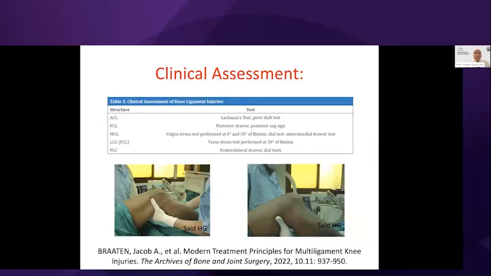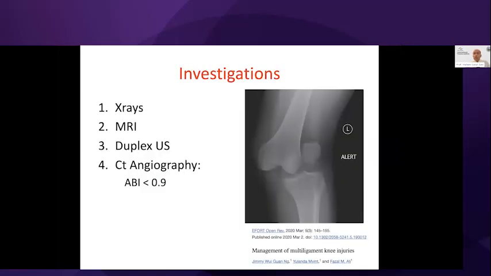It's important to do clinical assessment for the ACL, of course, anterior drawer and Lachman test, PCL for the sag sign. We test for medial and lateral in about 30 degrees of flexion, and we test for the posterolateral corner also with the dial test. It's very important to do the proper investigations, X-rays, MRI for all patients. Duplex ultrasound is the minimum to be done. And if the ankle brachial index is less than 0.9, you must do a CT angiography. So these are standard procedure. You must do the first three in all cases of multi-ligament knee injuries to make sure you don't miss a vascular injury.